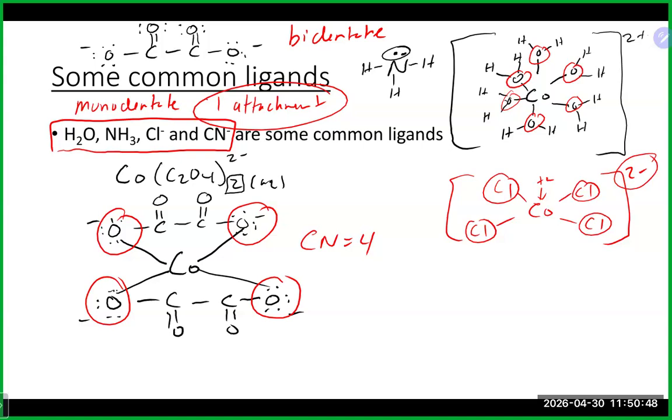So coordination number is not necessarily how many ligands you have attached to it, and it does depend on the type of ligand you have. It's how many atoms are directly attached to the metal in the complex ion. Questions on that there?